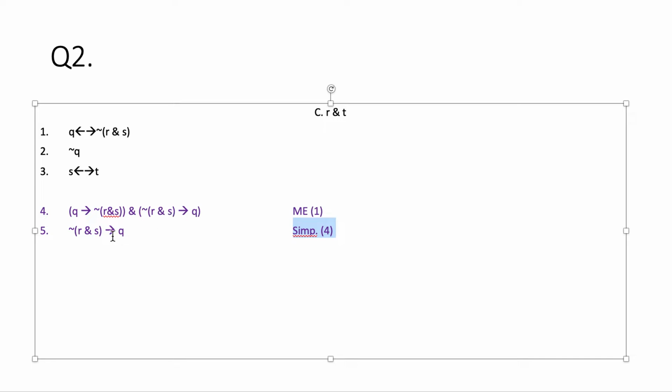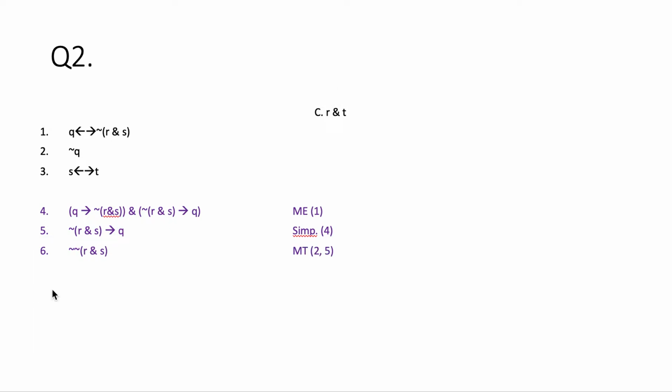And the reason I did that is because I saw up here on line 2 I have a not Q, and I saw that if I got this conditional statement on its own, I'd be in a position to do modus tollens on it, because here I have not Q, and the consequent of this conditional is Q. So I have the negation up here of the consequent of this conditional, and that means I can use modus tollens on it to get not R and S. Modus tollens lines 2 and 5.